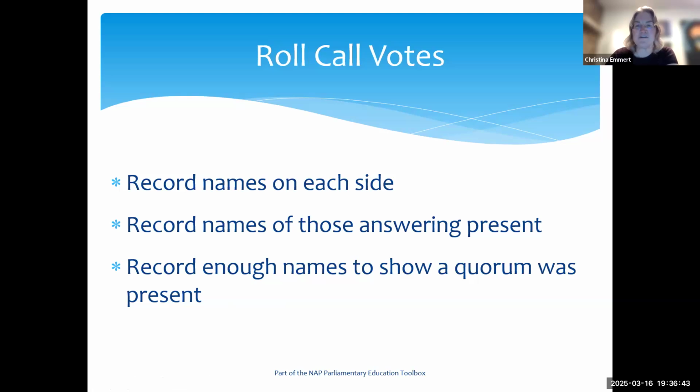Roll call votes. If you're in an organization that requires roll call votes, especially a lot of public servants. I do stuff for a park district, their constituents have to know how they voted. So you would record the names on each side in favor or against, and record names of those answering present, because some people don't vote for an issue at all. They just say they're present. So it's kind of the same thing as abstaining. And sometimes people say nothing, but the secretary does need to record enough names to show that a quorum was present when the vote was taken.